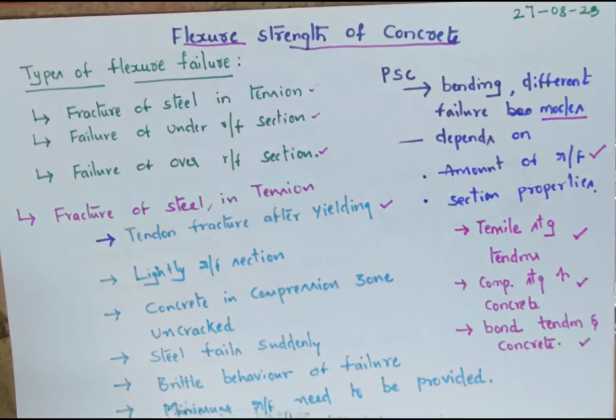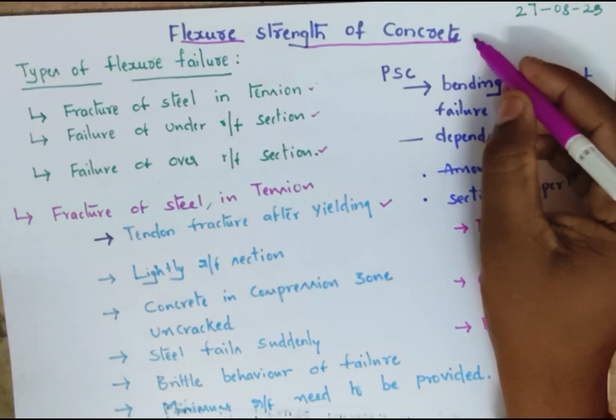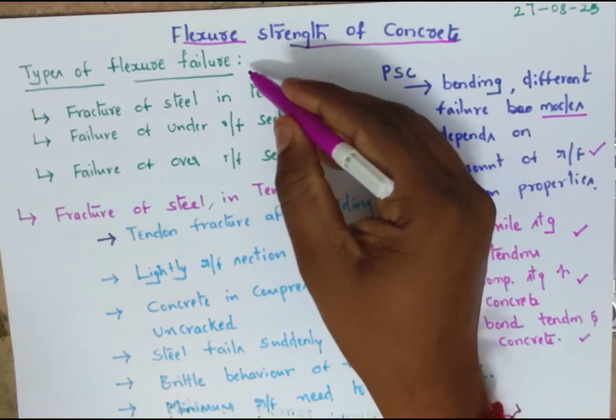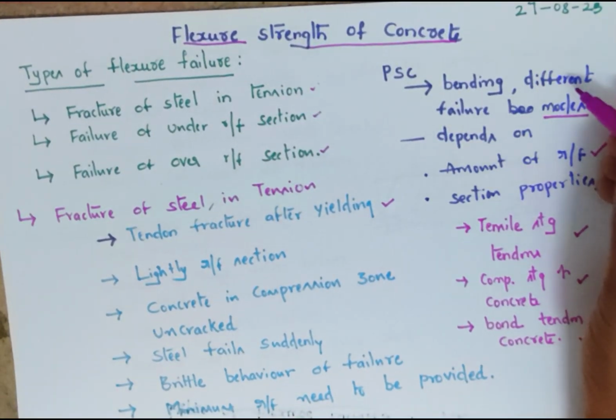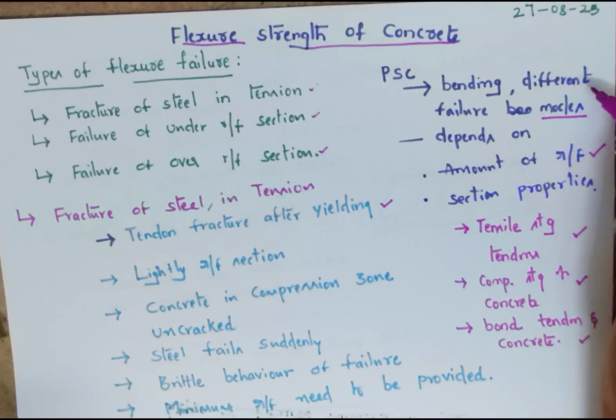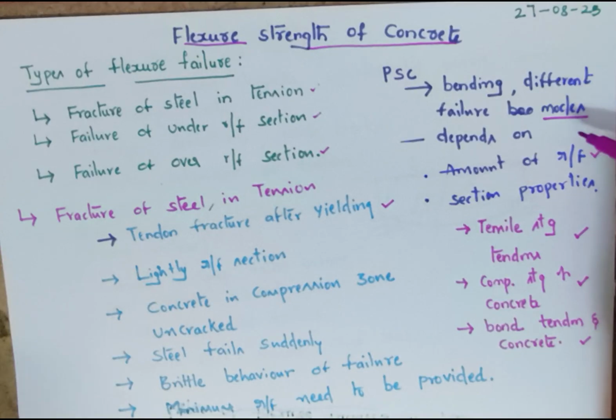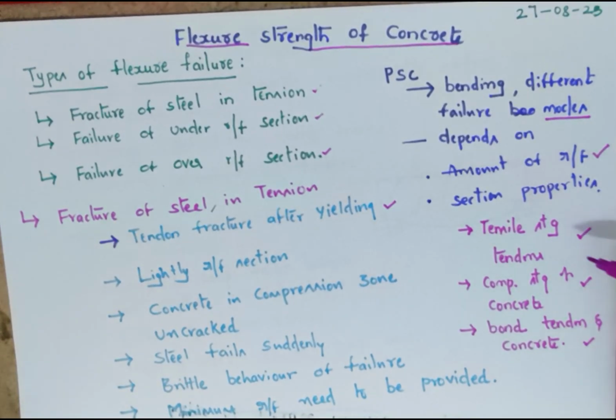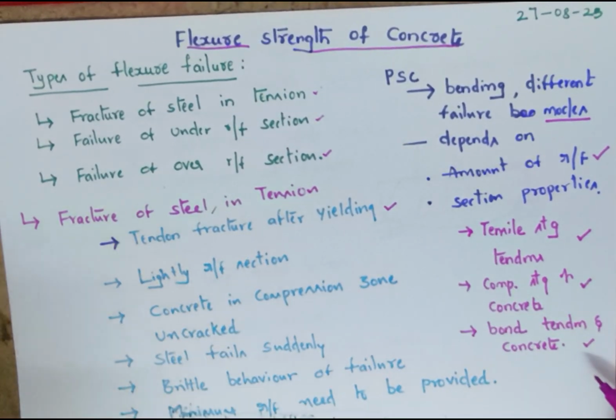Hi everyone. In this video, we will discuss the flexure strength of concrete, especially the types of flexure failures. When prestressed concrete members are subjected to bending, we may observe different types of failure modes. The type of failure mode depends on the amount of reinforcement we provided and the section properties like tensile strength of the tendons, compressive strength of the concrete, and the bond between the tendon and concrete.